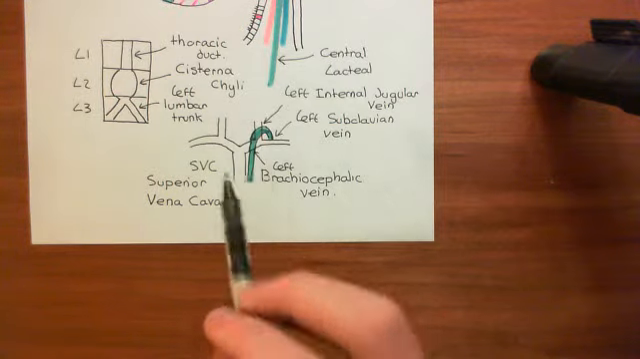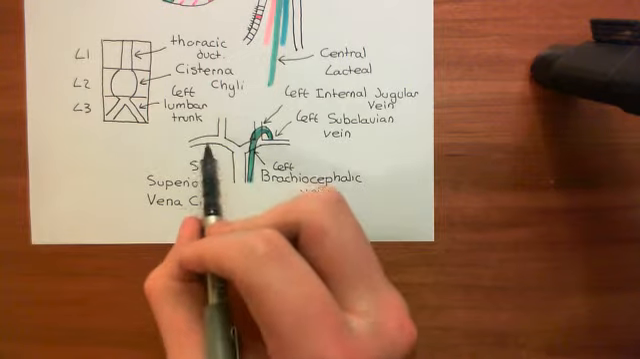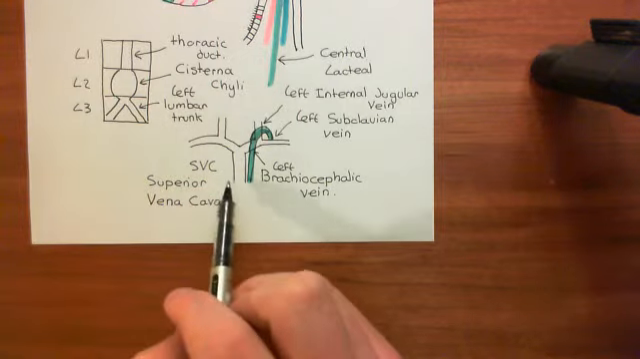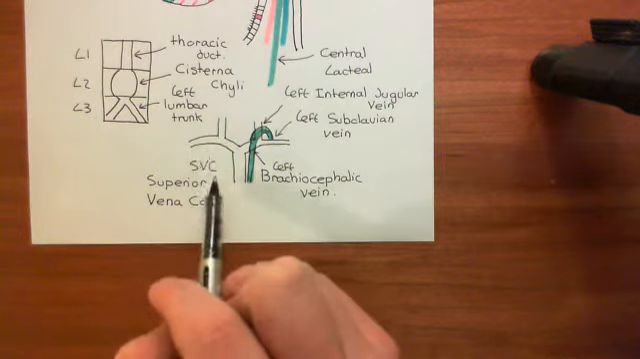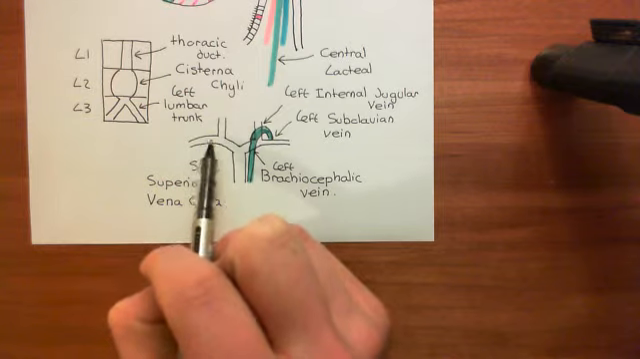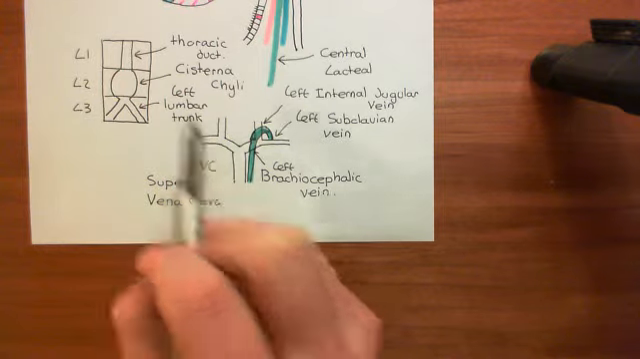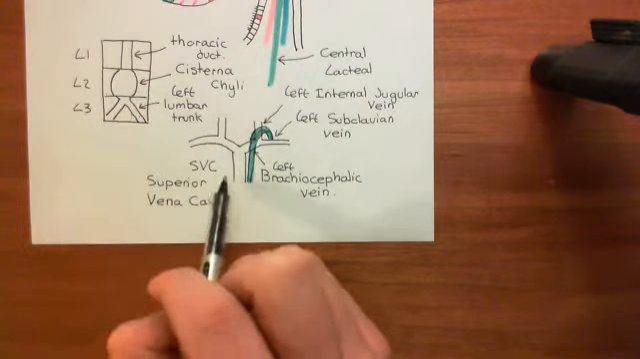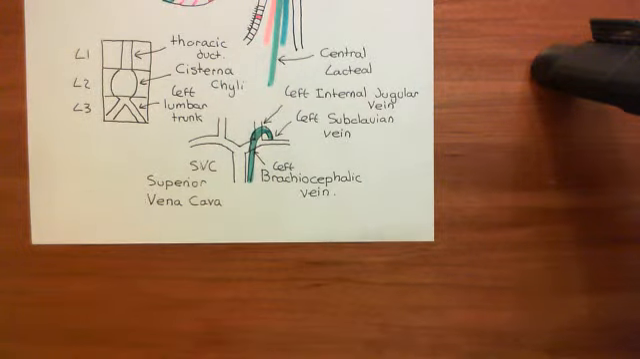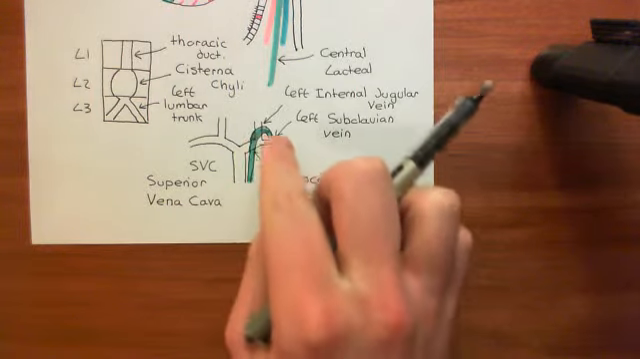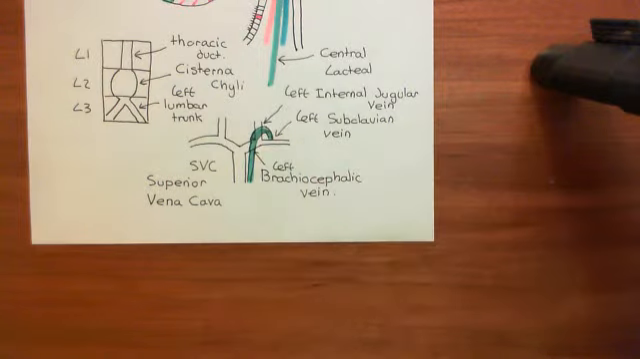Okay, right. There is a right side equivalent which does not drain the Cisterna Chyli. Basically, the right side equivalent just drains the lymphatic vessels at the right thorax and then drains into the right subclavian vein. Okay, but it doesn't make it all the way down to actually drain the Cisterna Chyli, and that right side equivalent is just called the right lymphatic duct.